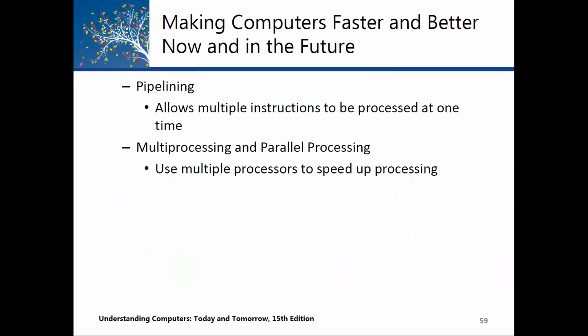Multiprocessing is another strategy for making the computer faster. That is multiprocessing and parallel processing. It uses multiple processors to speed up the processing. But these two terms are different, multiprocessing and parallel processing. What is multiprocessing? Multiprocessing is where each processor or core typically works on different jobs. So each core or each processor is working on different jobs, different instructions.